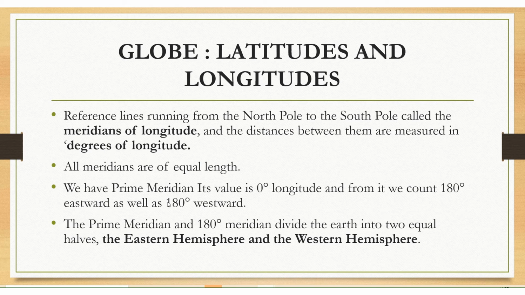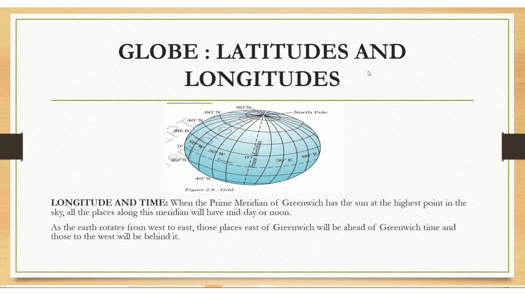And we have the prime meridian. It is the 0 degree longitude. It is counted as 180 degrees eastwards and 180 degrees westwards. The prime meridian and the 180 degree meridian divide the Earth into two equal halves, the eastern hemisphere and the western hemisphere. See, this is the prime meridian. It divides the Earth into two equal parts: the east side is called the eastern hemisphere and the west side is called the western hemisphere.